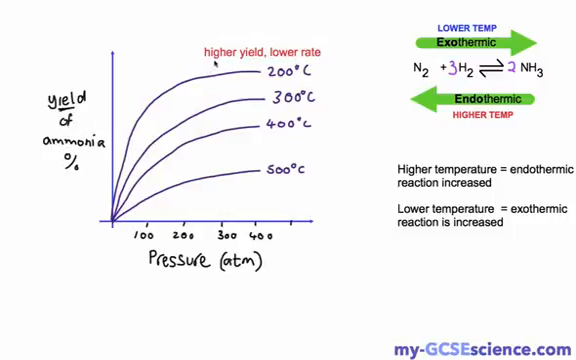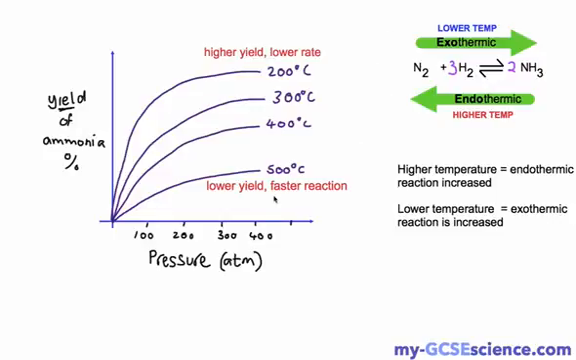So while we might have a higher yield, we have a lower rate of reaction. So this reaction is going more slowly because of the low temperature, but we're getting a higher yield. So what we want to do is actually increase that reaction rate, but we will have to sacrifice our yield. So right at the bottom here, we've got a lower yield, but we've got a much faster reaction.